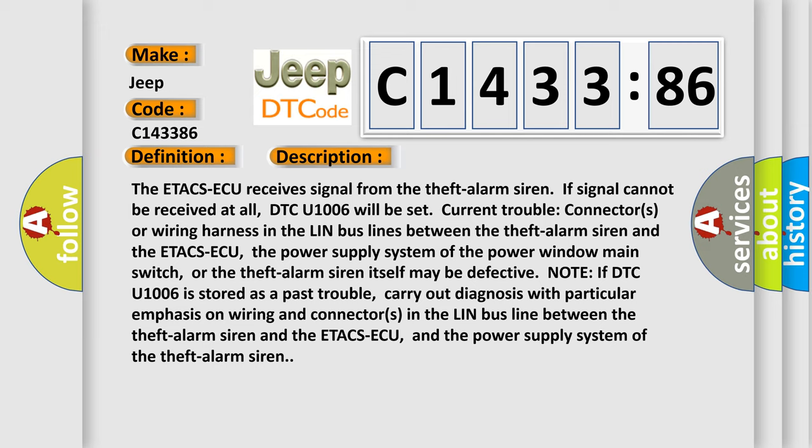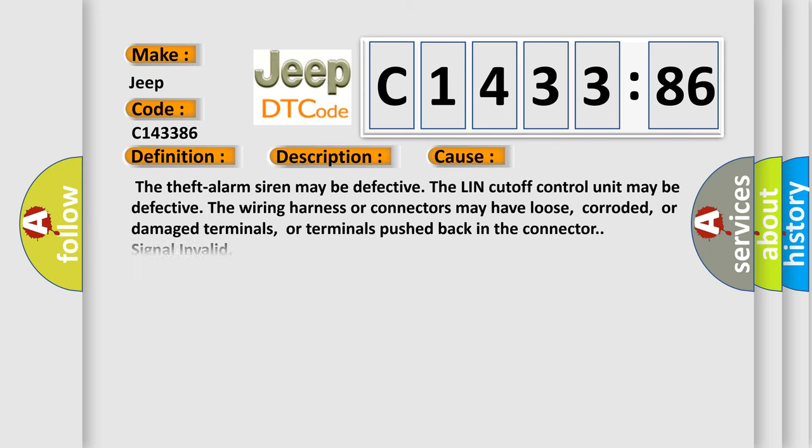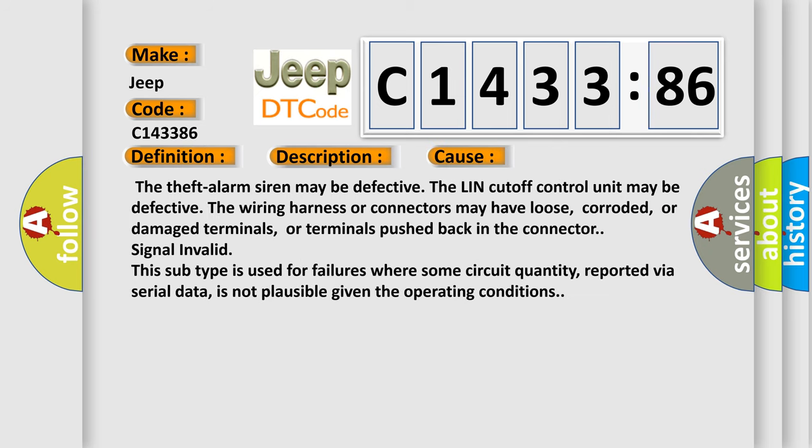The ETACS-ECU receives a signal from the theft alarm siren. If the signal cannot be received at all, DTC U1006 will be set. Current trouble in connectors or the wiring harness in the LIN bus lines between the theft alarm siren and the ETACS-ECU, the power supply system of the power window main switch, or the theft alarm siren itself may be defective. Note: if DTC U1006 is stored as a past trouble, carry out diagnosis with particular emphasis on wiring and connectors in the LIN bus line between the theft alarm siren and the ETACS-ECU, and the power supply system of the theft alarm siren.